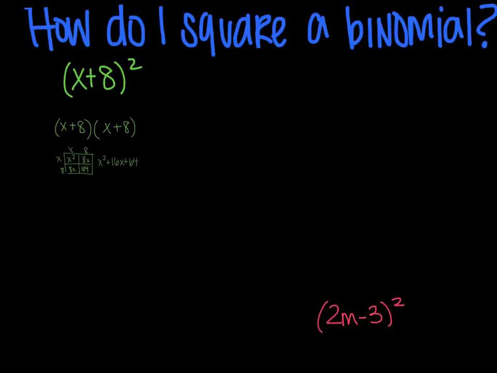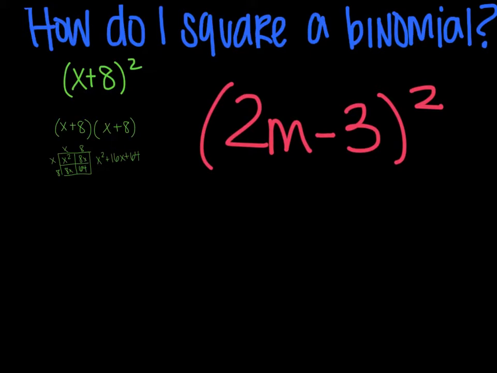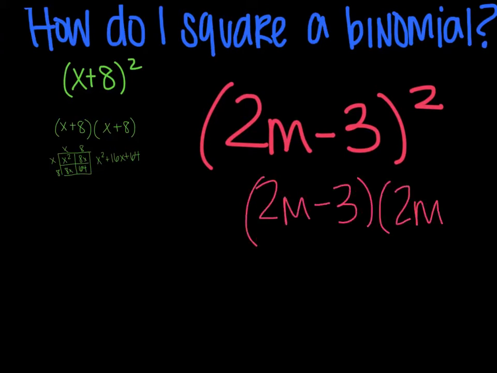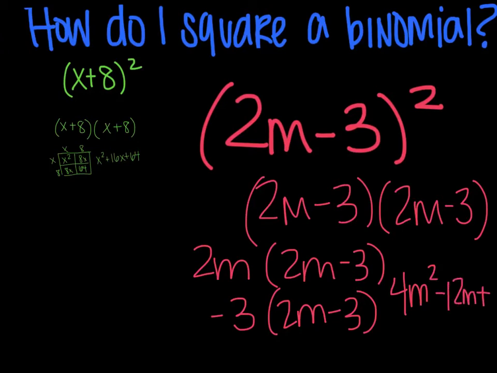That's that example. And then the next example, 2m minus 3 to the second power, would be using the distributive method. So I have 2m minus 3 multiplied again, and then break it apart. So I have 2m and negative 3, and I distribute this. And I will end up with 4m squared minus 12m plus 9.